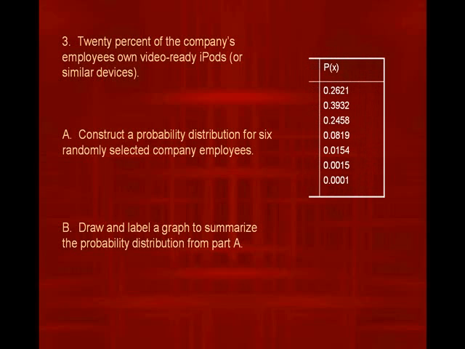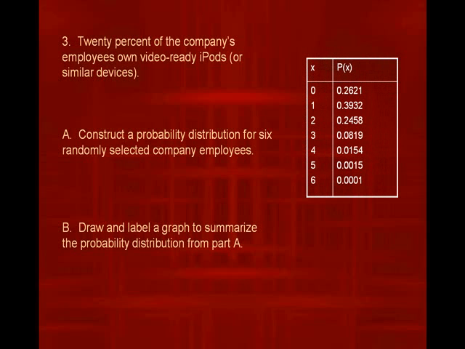So for part A, x can be either 0, 1, 2, 3, 4, 5, or 6, and then we can get the probabilities for each of those possibilities by looking in the corresponding row and column of the binomial table. We're just going down to n is equal to 6, and then looking under the column where it says p is equal to 0.2. And then you can just copy these numbers right off of the table.